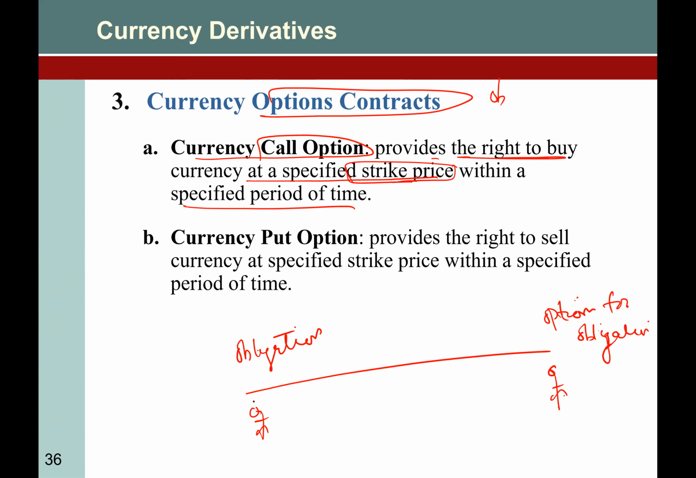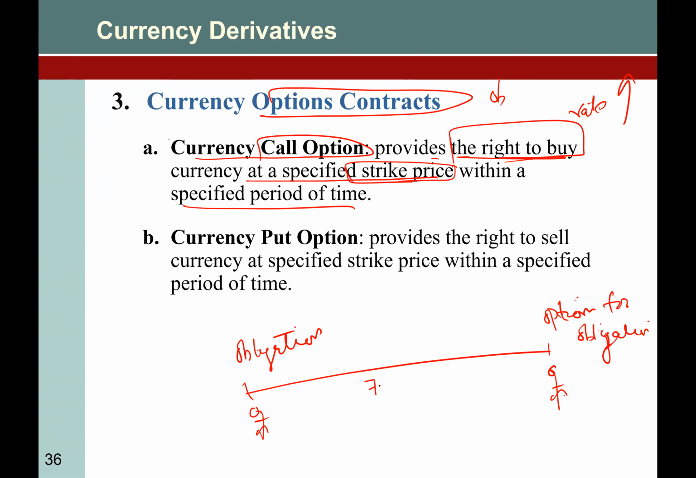So here, right to buy. And who will be entering into this kind of contract? Think about that. It provides the right to buy currency at a specified strike rate within a specified period of time. The person who will enter into this kind of contract bets that in future the currency rate will increase.